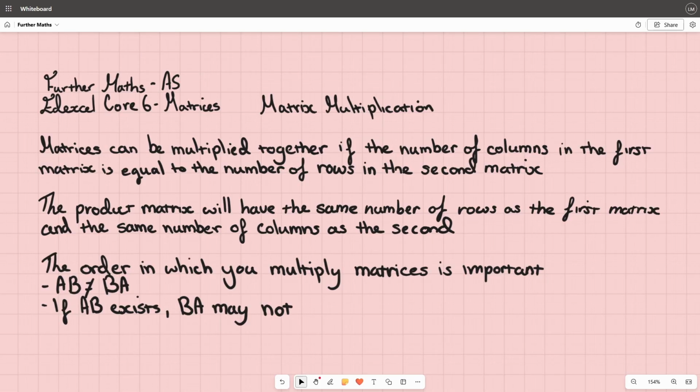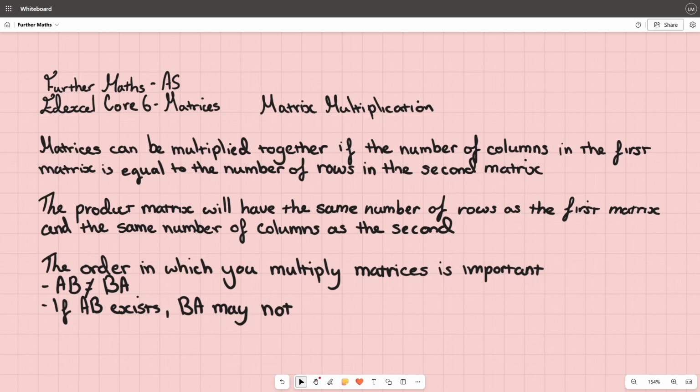So now I want to talk about matrix multiplication. So matrices can be multiplied together if the number of columns in the first matrix is equal to the number of rows in the second matrix. The product matrix will have the same number of rows as the first matrix and the same number of columns as the second.